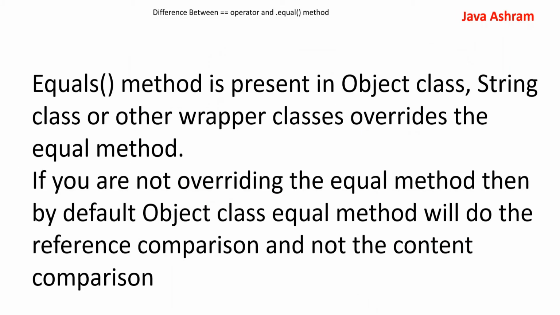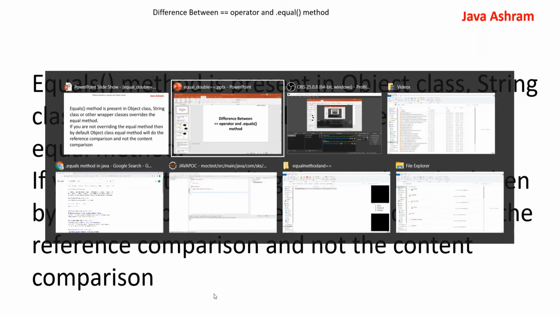But there is one loophole. We know the equals method is present in the Object class, and the Object class is the root of all classes in Java. The String class and other wrapper classes override the equals method. Suppose you are not overriding the equals method in your own class, then by default the Object class equals method will do the reference comparison and not the content comparison. So you should also be aware of this loophole with the equals method. Okay, whatever we have discussed here, let's see while writing the program in Eclipse.